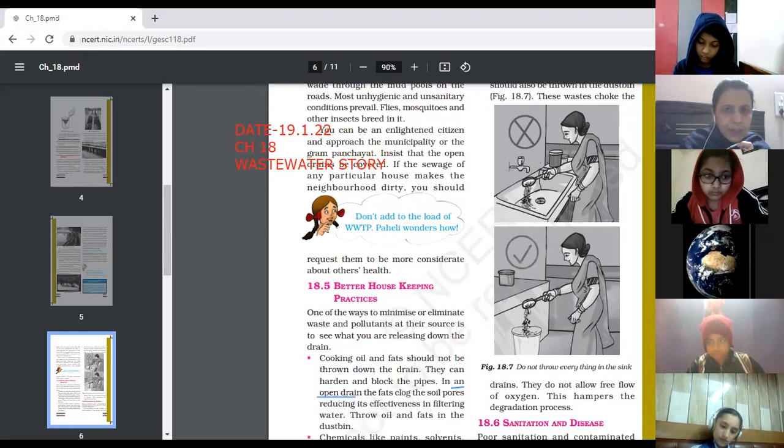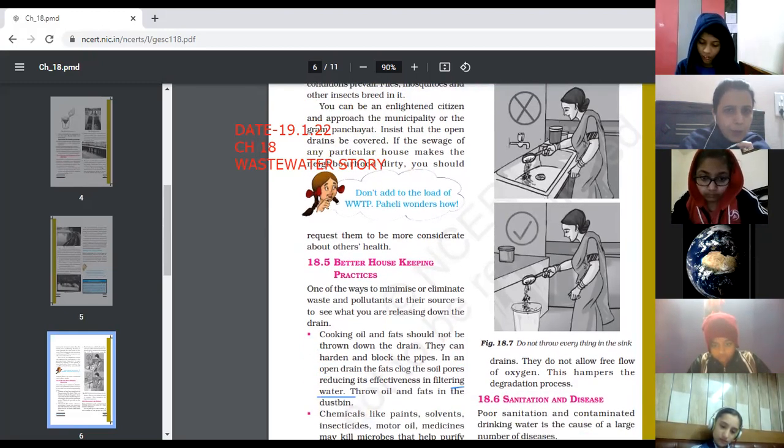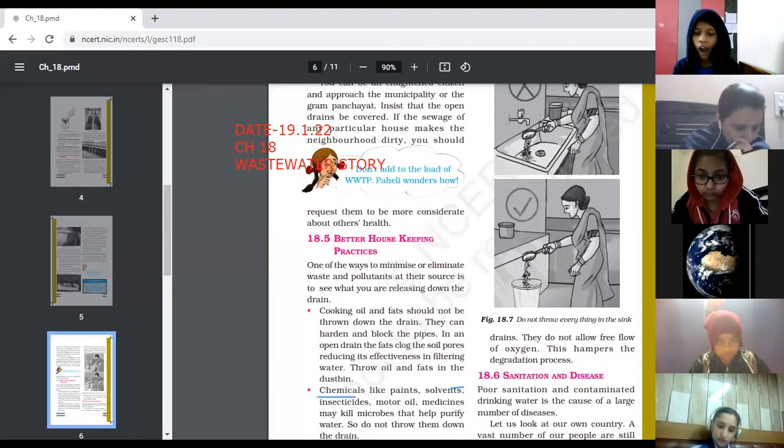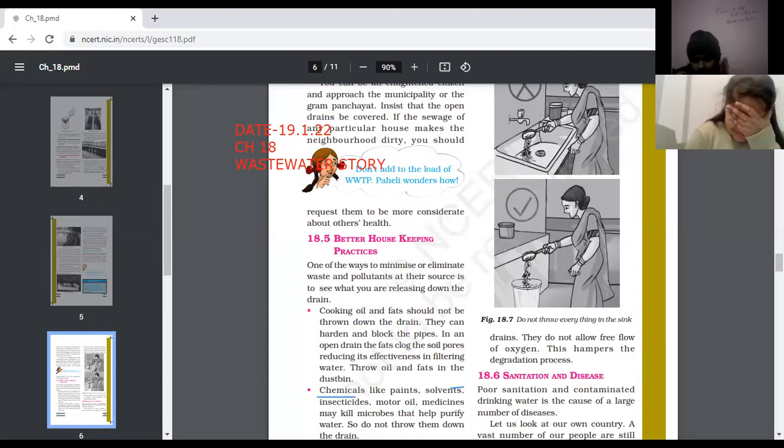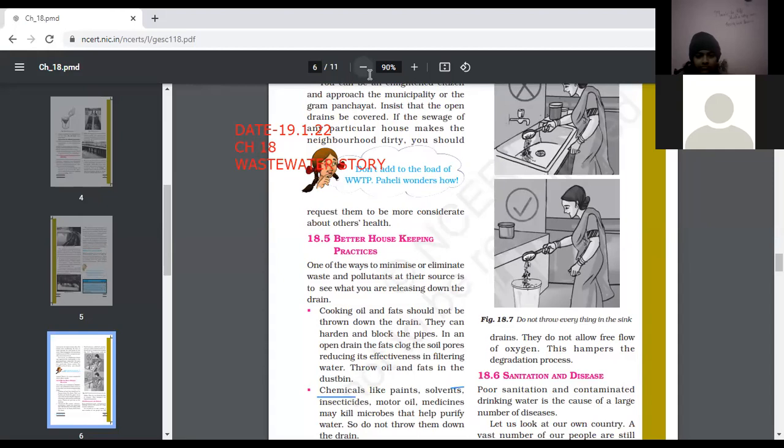So a few things we need to keep in mind when we are working in the kitchen. Housekeeping practices: what to throw, where to throw. All these things we need to keep in mind. So there are 3 points. Yes, Vedika, continue. Read the first point. After that, second point, Abhigyan, you can.